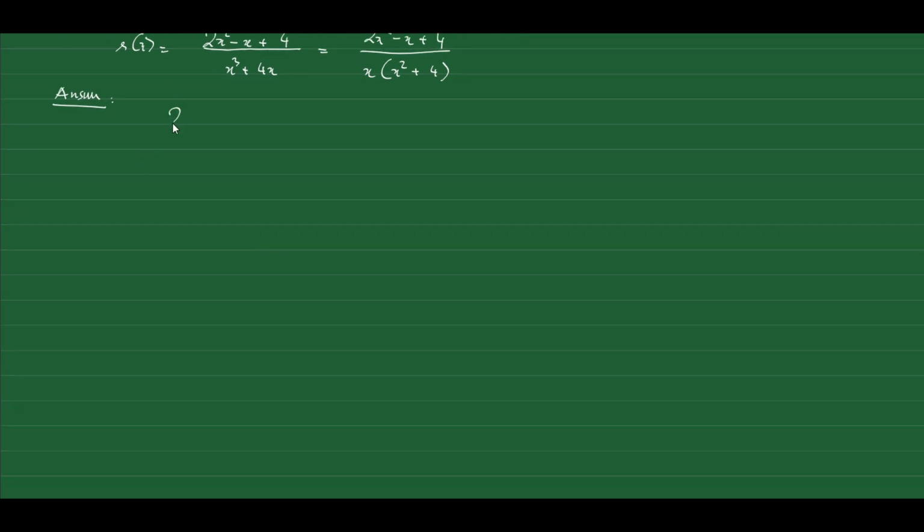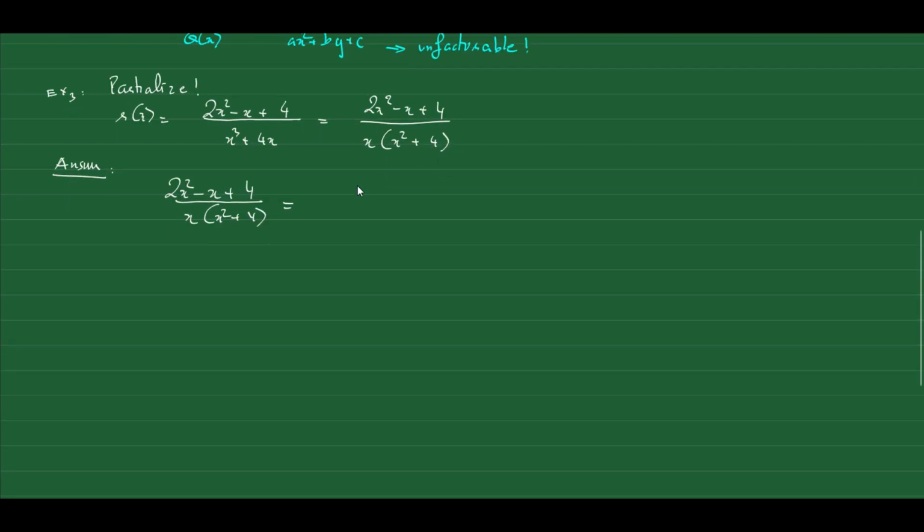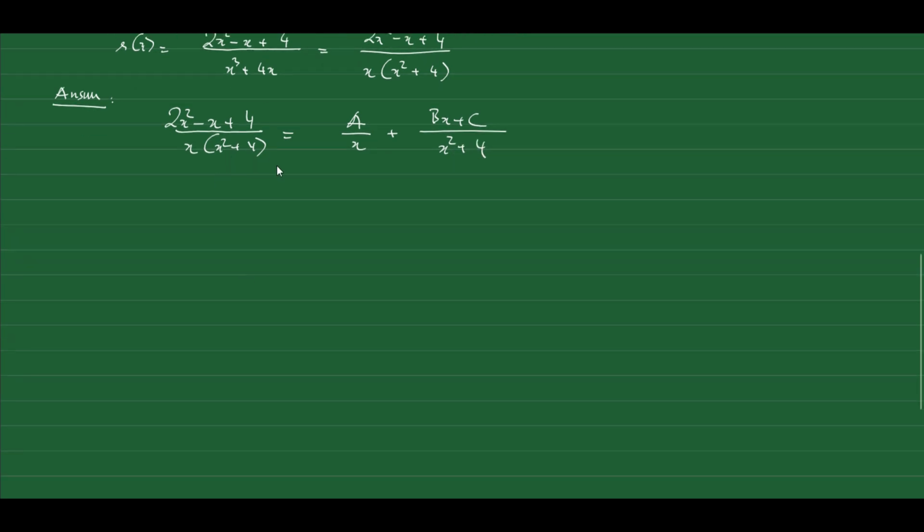So we're gonna have the top like this, and because we have a linear factor, we're gonna keep it in the same way as we did in the first example. So you're gonna have A over x, but because this is non-linear and irreducible, we're gonna have Bx plus C as the linear, and over here we have x squared plus 4. Okay, and now we're gonna find the LCD.